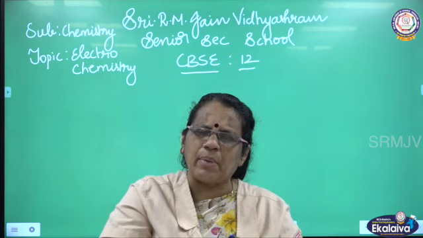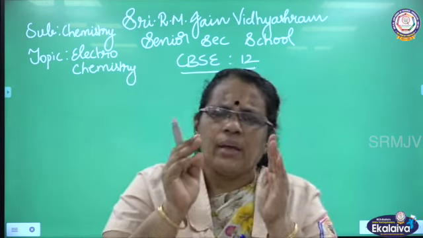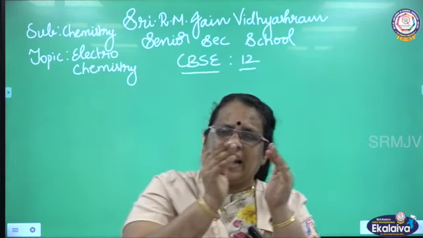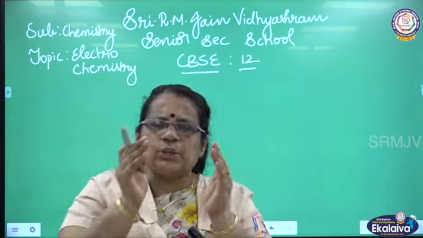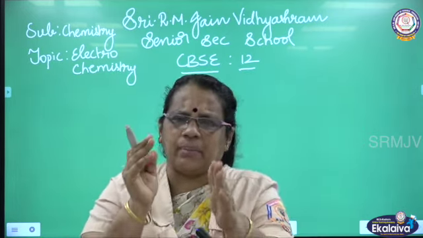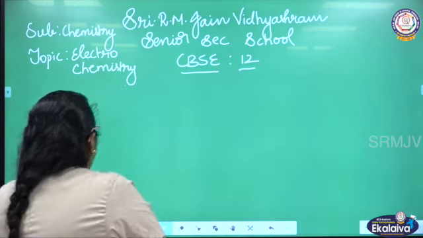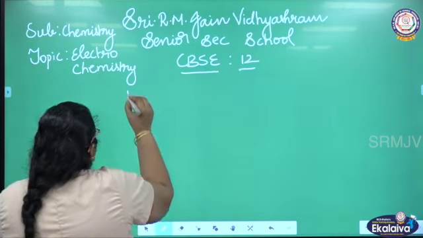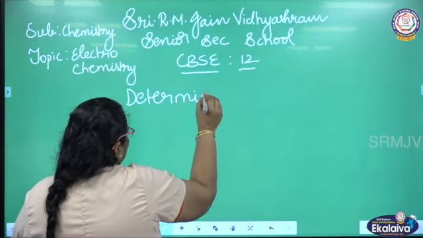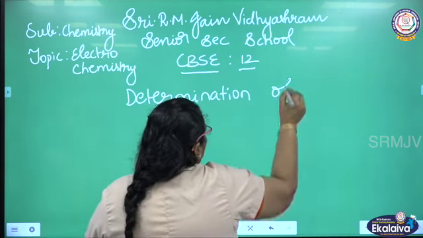Today we are going to determine the EMF of the cell with reference to a particular cell reaction. I am going to write the cell reaction in the Daniell cell and we are going to see how the EMF of the cell is calculated. Are you ready, children? Be ready with your notebook. I am going to work out on the board now. So, we are going to determine the EMF of the cell. Determination of EMF of the cell.